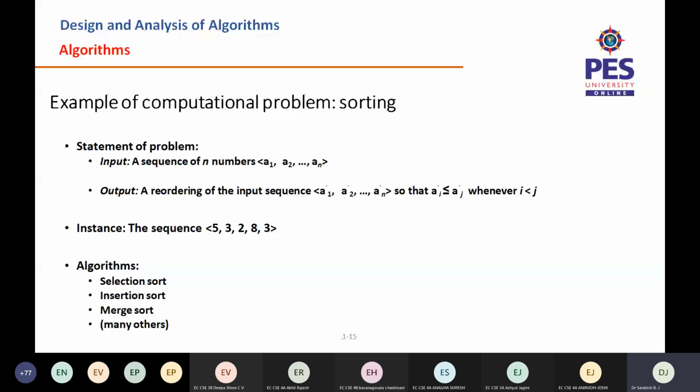The famous algorithms which are available are selection sort, insertion sort, merge sort, and many such algorithms. These come under different algorithm-solving techniques, different design strategies, and you are going to learn these design strategies when you are learning these sorting algorithms. This is one such example of a computational problem.